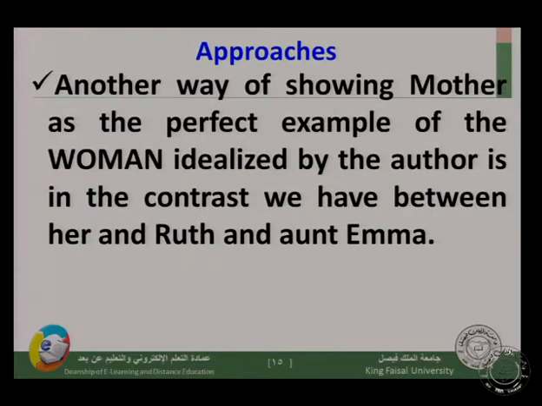Another way of showing mother as the perfect example of the woman idealized by the author is in the contrast we have between her and Ruth and Aunt Emma. And that is a very fine way. You have mother, very good, and you have Ruth, the servant, and Aunt Emma. Both of them are extreme examples of bad women.